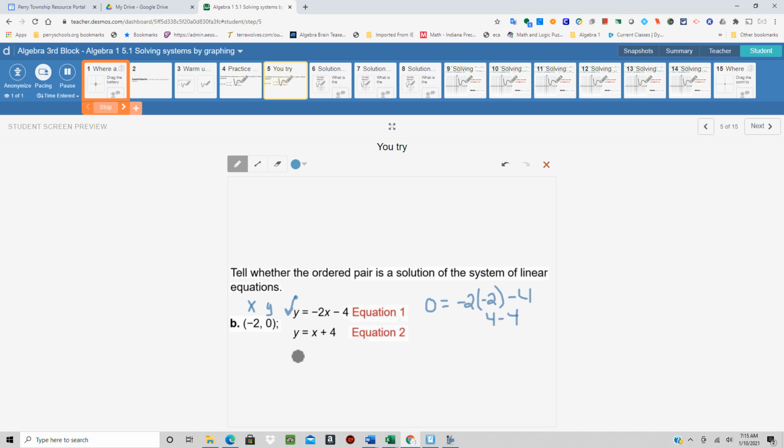And then I'm going to try the bottom one. My y is still 0. My x is negative 2. This one's not going to work out because I'm going to have 0 equals negative 2 plus 4, which is 2. That's a false statement, so that one doesn't work out. So that one would be no, not a solution.